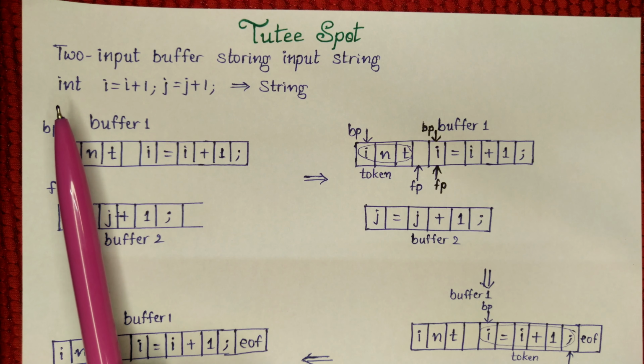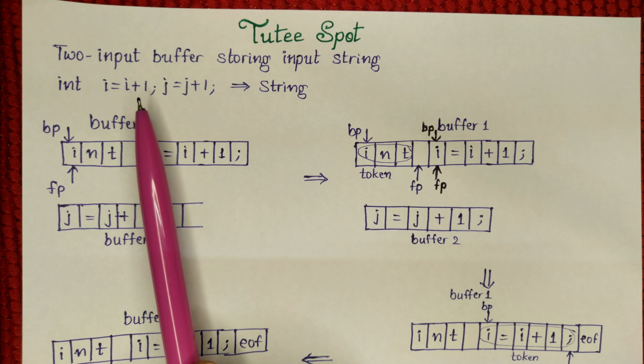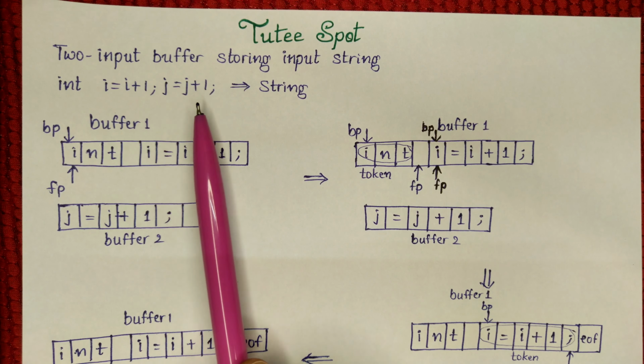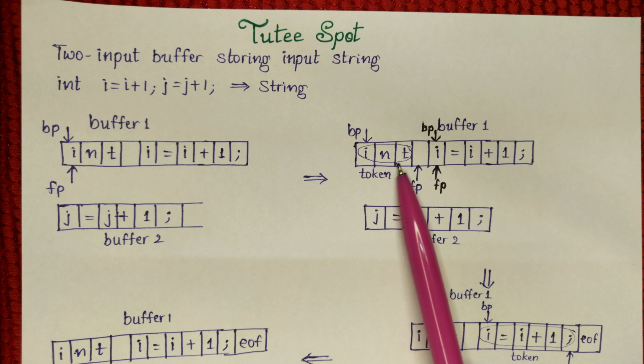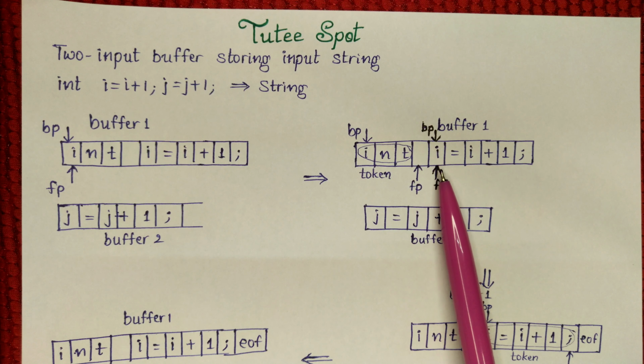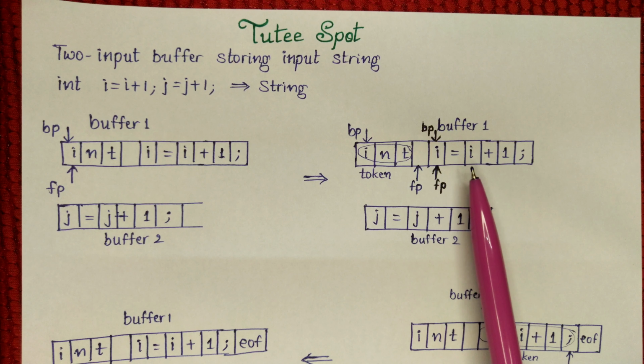Here in this example, we have the string int i = i + 1 and j = j + 1, and we have two buffers, buffer 1 and buffer 2. In buffer 1, we took int i = i + 1, and in buffer 2, the j = j + 1 value. So the beginning pointer and forward pointer are pointing to the first character of the first buffer initially. Then the forward pointer moves towards the right in search of white space or some sentinel character. Here the white space is obtained. Here the token int is obtained and the begin and forward pointers are pointed to i.